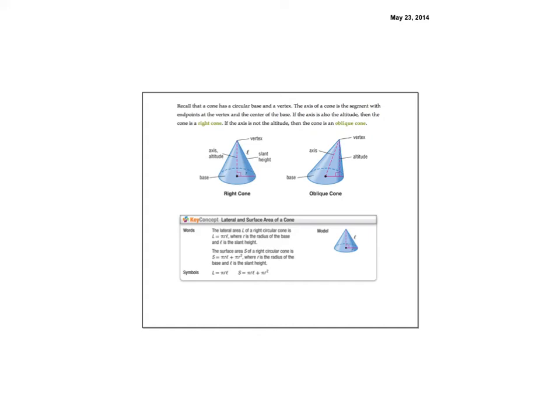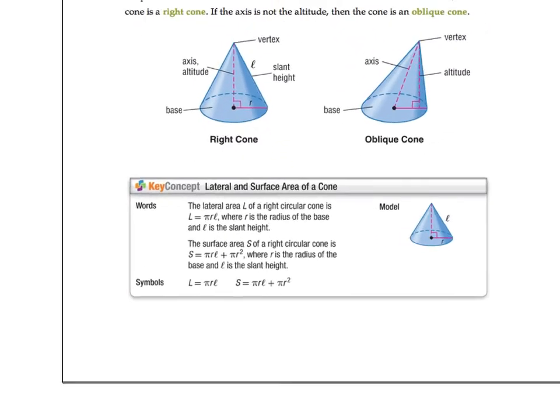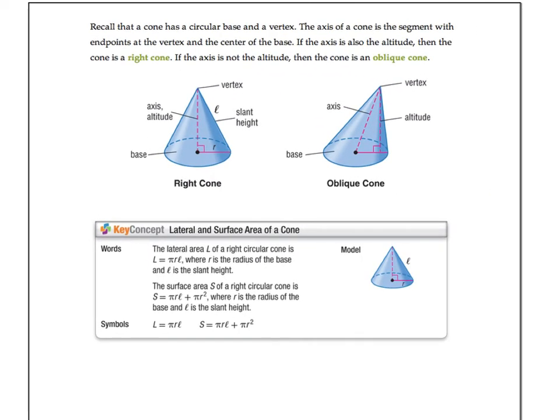All right, so today we're going to be talking about the lateral and surface area of a cone. So here are our formulas. Our lateral area is pi r times the slant height, and our surface area is pi r times the slant height plus pi r squared. So again, that's our area of our base, which is always going to be a circle in this case.